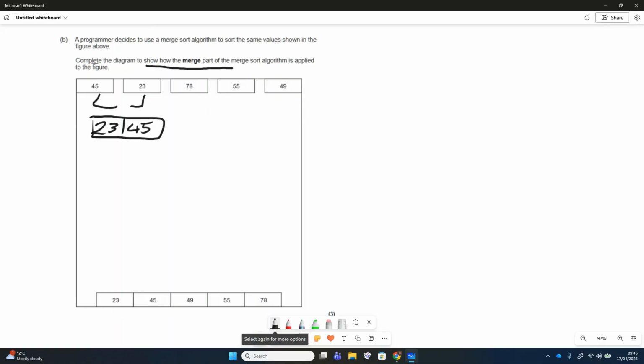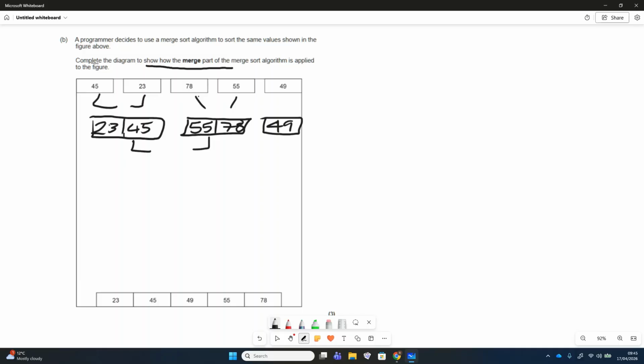And we're going to look at the next pair here, and we've got 55 and 78. And it probably is worth drawing the boxes around these just to make it obvious that you've done what you've done. 49 is by itself, a little lonely, but it can stay there, that's fine. So then we're going to look at the next two lists. So these two lists here, I'm going to merge them together.